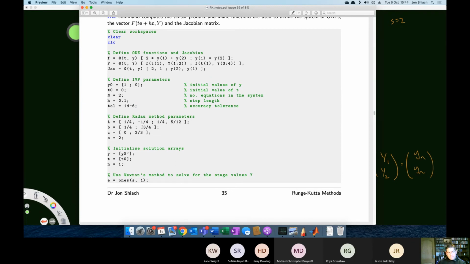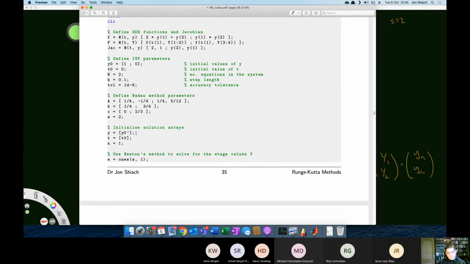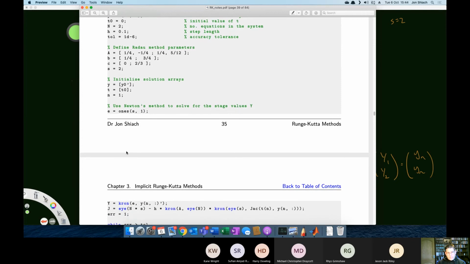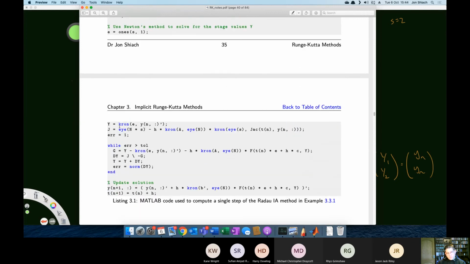Define the Radau method. Initialize solution arrays. This should all be fairly standard for you. One thing you'll notice here is kron. Now this is MATLAB's tensor product function. So remember, it's the Kronecker tensor product.